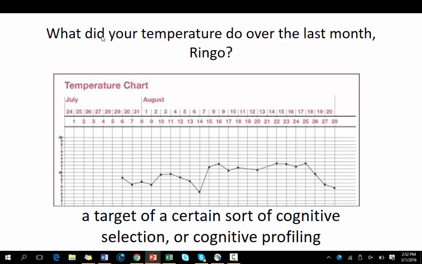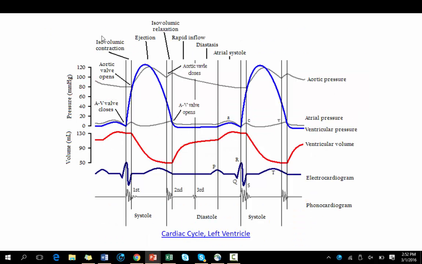So I say things like, what did your temperature do over the last month, Ringo? And Ringo says, well, it went up and down. And there he's targeting a process profile within his own life. So he's performing cognitive profiling.